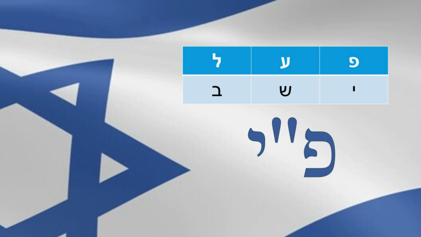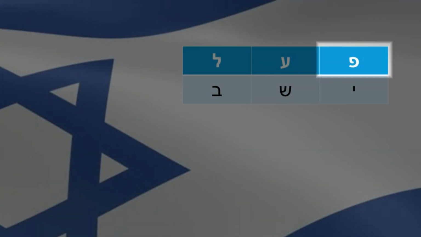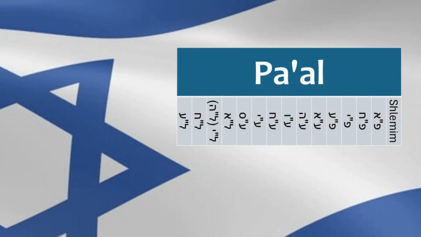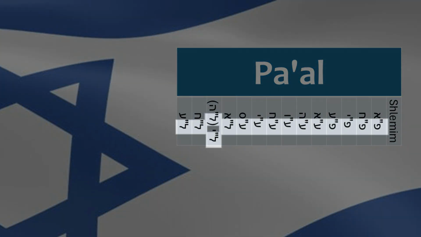We have Pe, and then the Gershaim, which is the double apostrophe, and then Yod. And so something like Pe Yod tells us that we are talking about a subcategory in which the first position, the Pe position of the verb, has a Yod. And so if we come back to this chart, we see that the first letter of the names of the gzarot is always either Pe, Ayin, or Lamed.